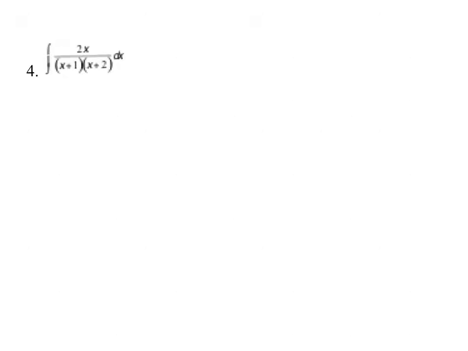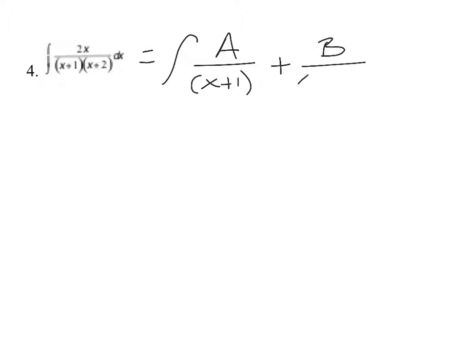Okay, so now I'm going to take a look at number 4. So hopefully you can see it a little better than it is on there, but it's the integration of 2x over x plus 1 times the quantity x plus 2 dx. So we are going to rewrite that as the integration. It's already factored for me, so I'm going to rewrite it as the integration of some a over the first part plus some b value over that second factor dx.